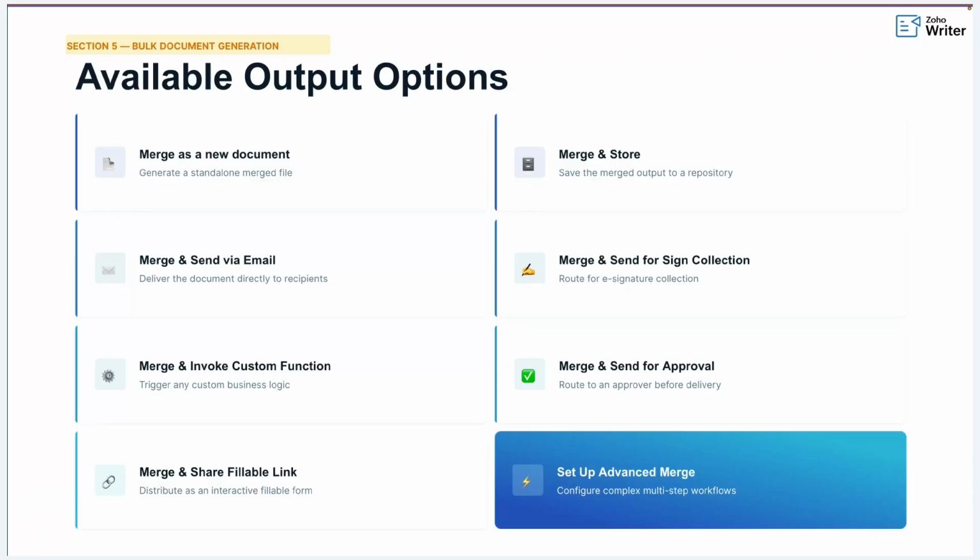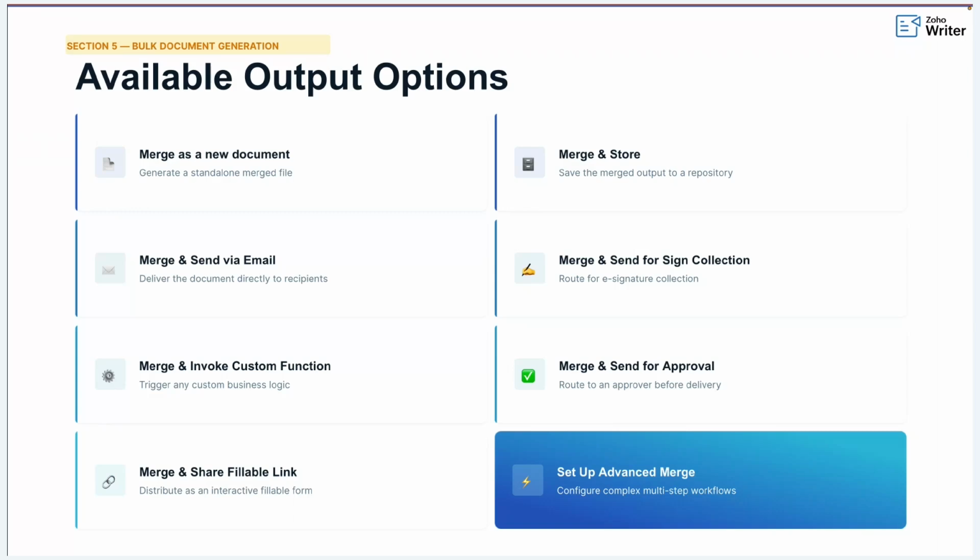So you start with a template, either something you design from scratch in Writer, or you bring any existing PDF or Word document that you have and just turn them into your merge template in Writer. After that, you can connect it to your data source. Now, this is where it gets interesting. You're not limited to uploading a spreadsheet.